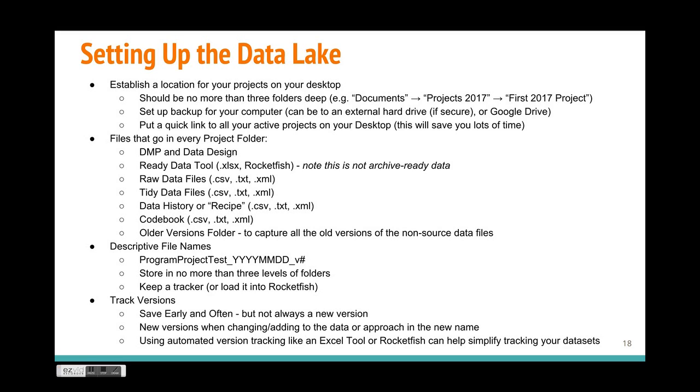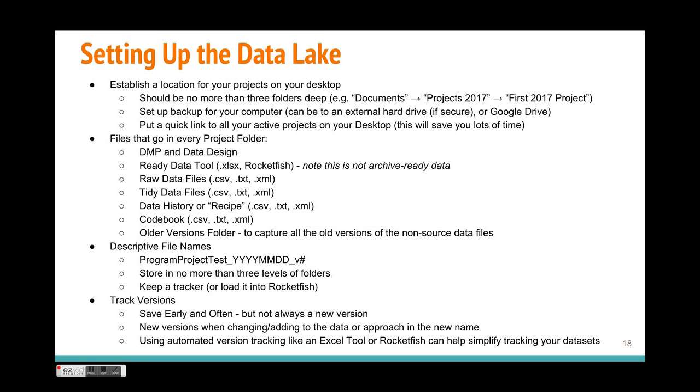In addition, you should always have your most recent raw files, tidy data files, data history, and code book, and they should be in open formats. So CSV, text, XML, as long as it can be parsed and read by a search engine, it's good to go. And then lastly, you're going to have an older versions folder. Frankly, you don't want all those versions that you create cluttering up your top level project folder. You want to put all those older versions into the older versions folder so that your project folder stays nice and clean.